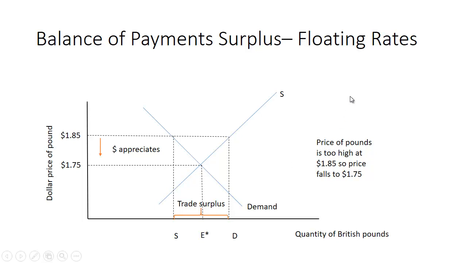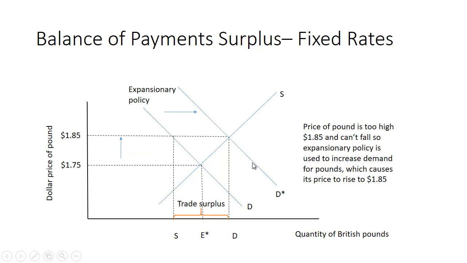And let's look at the final case here. Let's say that the price of the pounds is too high at $1.85. It can't fall because of fixed exchange rates. So the government's going to have to engage in expansionary monetary policy in order to increase the demand for pound sterling to get the price to rise. Okay, so it's not going to adjust to the market clearing price, it's going to stay at the fixed rate.